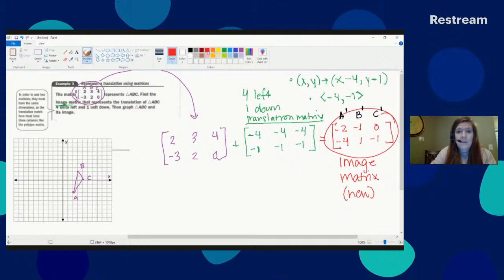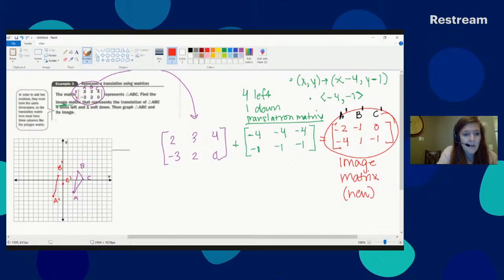So the last step is just to graph it, right? And A is at -2, -4. Okay, that's my A prime. Remember, that's my image matrix. My B is at -1, 1, B prime. And my C prime is at 0, -1.